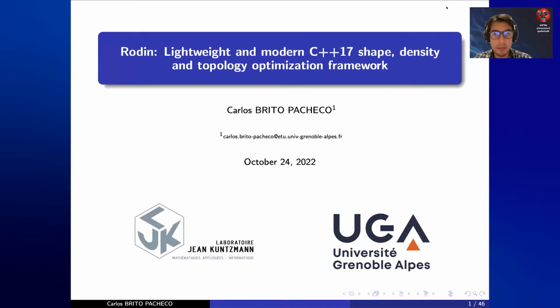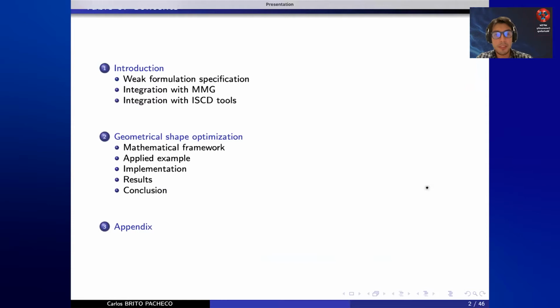My name is Carlos. Today we'll be talking to you about the numerical shape optimization library that I have coded during the first year of my PhD. So let's get right to it.